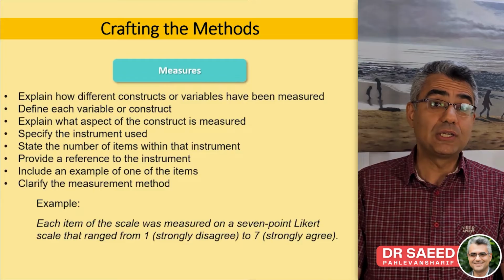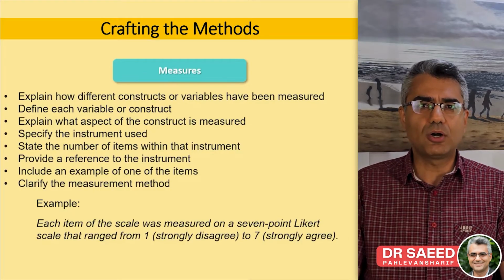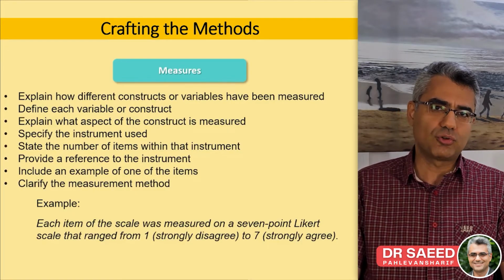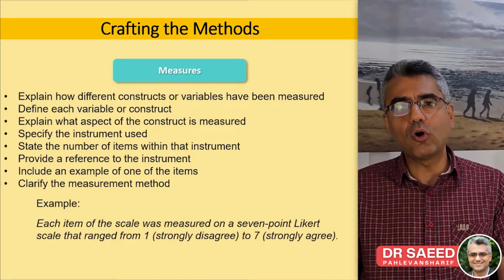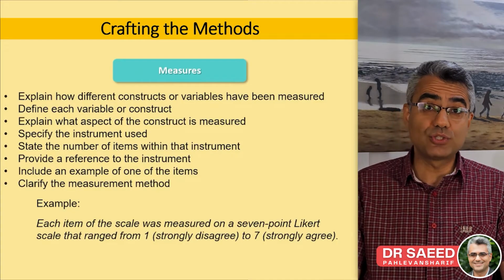Some journals encourage the inclusion of reliability measures like Cronbach alpha in this section for each construct too. However, I prefer to report all reliability and validity measures in the results section of the paper.